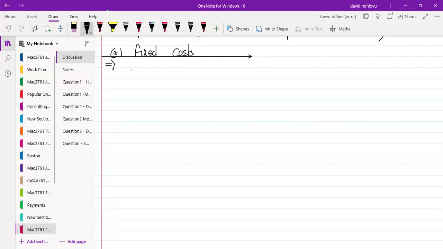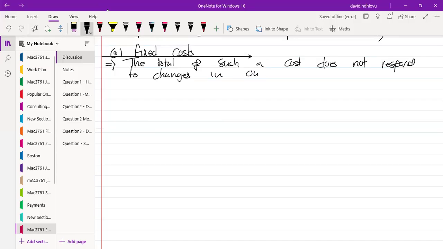Let me continue. Basically a fixed cost, we're saying the total of such a cost does not respond to changes in output, at all levels of output. The cost in total remains constant.